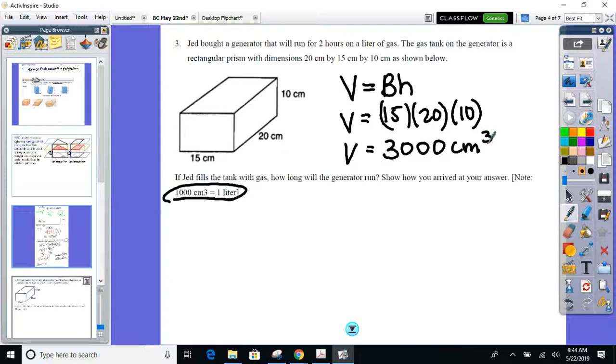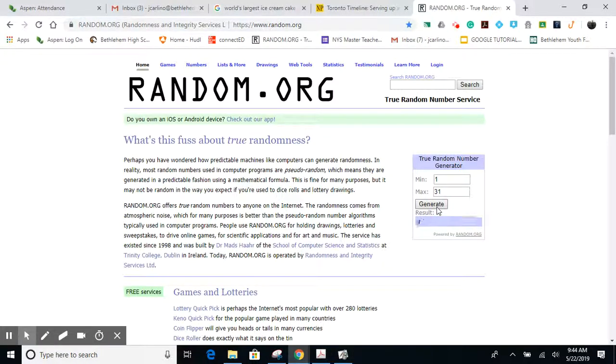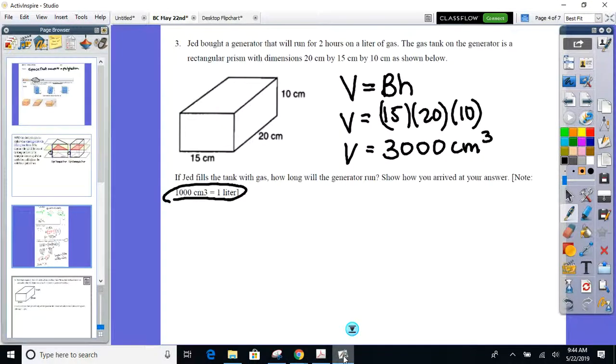So there's the volume, but I need to get it in liters. And there's the conversion right there. There's 1,000 cubic centimeters in a liter. So how do I get this 3,000 into liters? How do I get it into liters? Divide it, yes, so 3,000 divided by 1,000, I have 3 liters of gasoline.